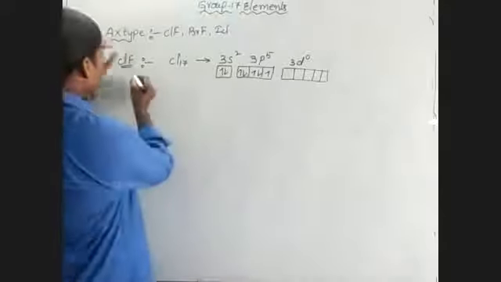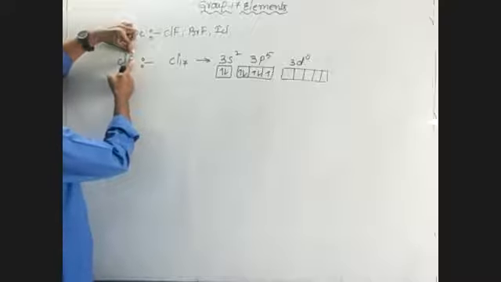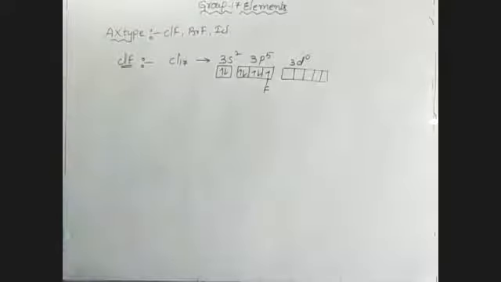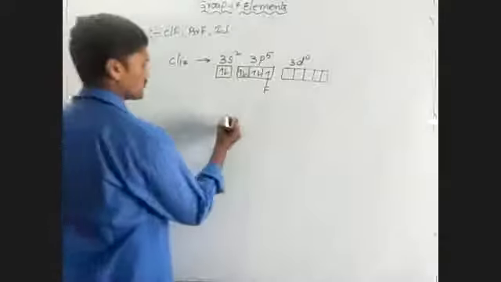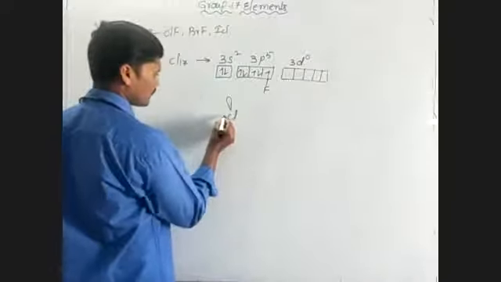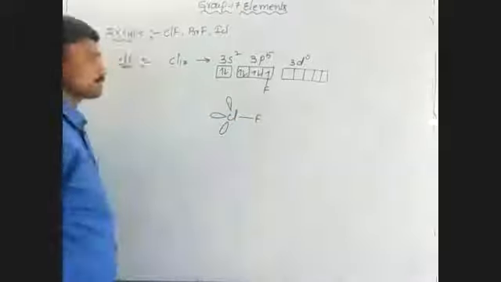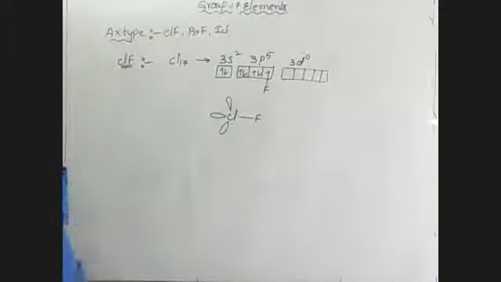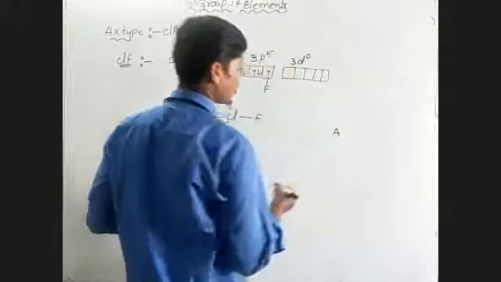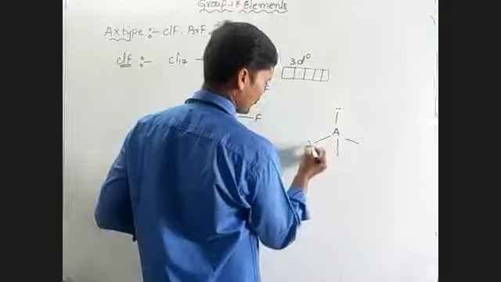Fluorine also contains one unpaired electron in its valence shell, so it forms a bond with chlorine. That means the structure is like this. This is chlorine. It contains 3 lone pairs of electrons and one bond pair. In yesterday's class, we drew the structure of the AX type. This is A, with 3 lone pairs of electrons.